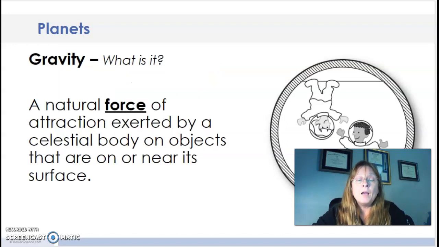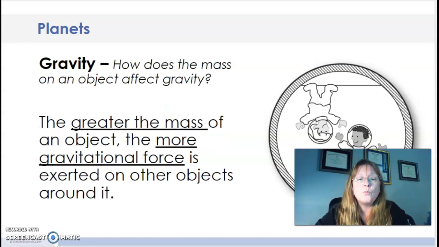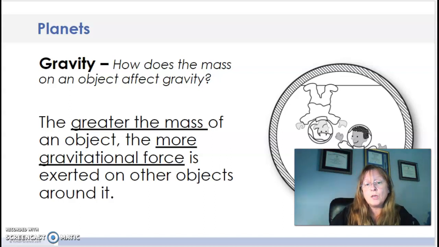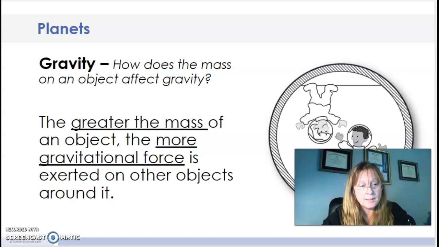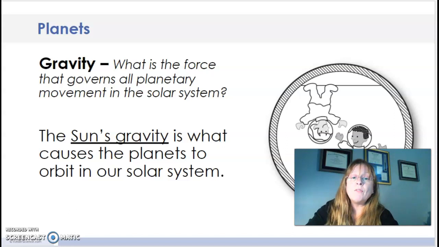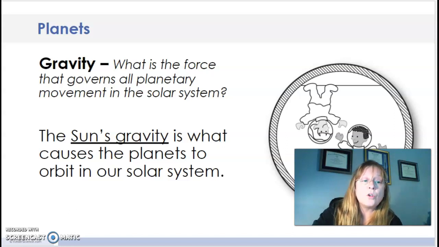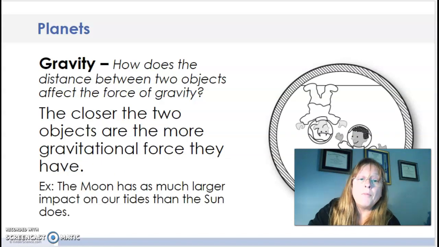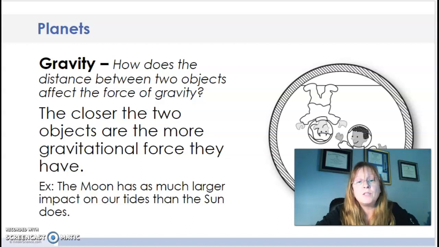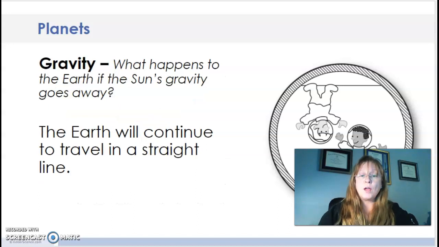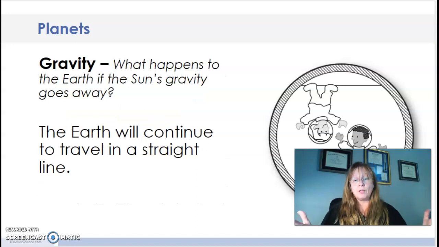Again, gravity is a natural force of attraction. Sorry, I got a little tongue-tied there. Also, remember that the greater the mass of an object, the more gravitational force it has. And the sun's gravity is what causes the planets to orbit in our solar system. The closer the two objects are, the more gravitational force they have. And the earth will continue to travel in a straight line if the sun's gravity were to go away.